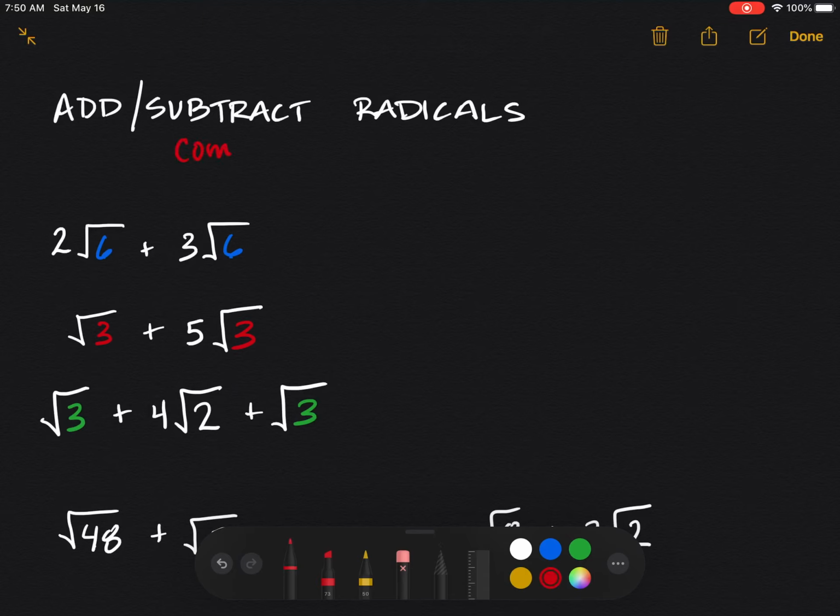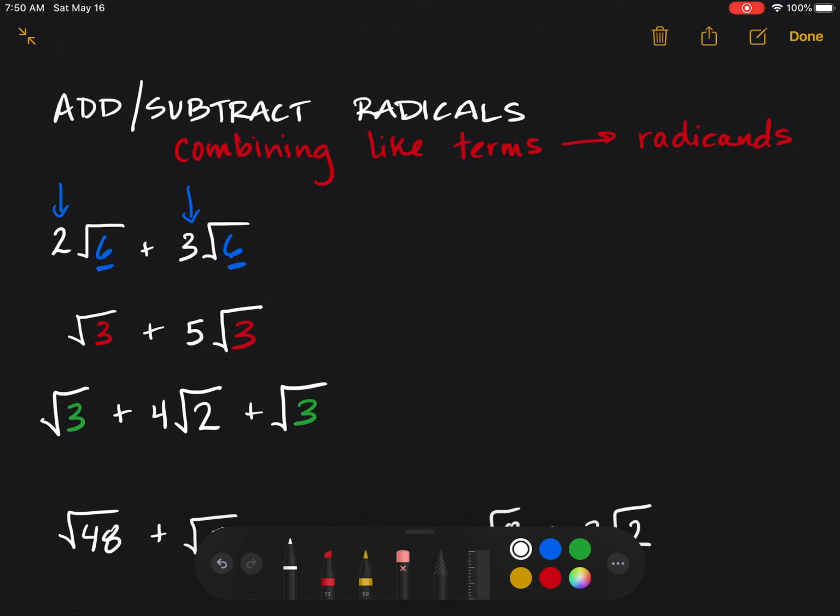Okay, that's basically what you are doing. They're not exactly terms, but combining like terms, or in this case, it's what's underneath inside the radical. Those have to be the same, and those are called radicands, actually. Combining like radicands. So you can see in this first one, we have 2 radical 6 plus 3 radical 6. As long as these numbers inside the house are the same, then you can just add what's outside the house or subtract what's outside the house. Okay, so that's where it's like combining like terms, right?